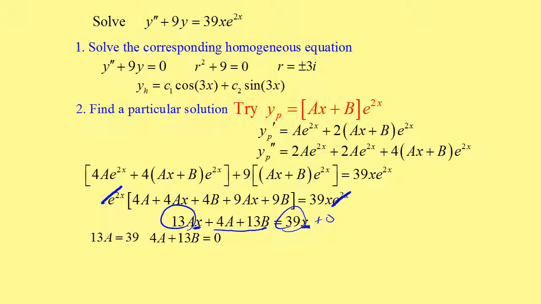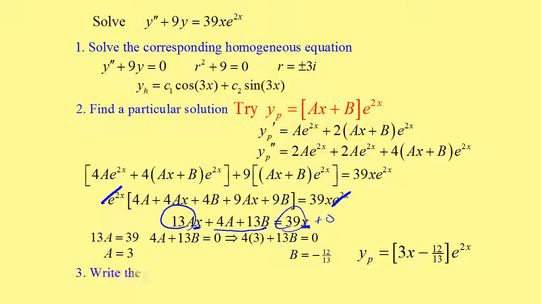Now we need to solve those two. The first one, 13a equals 39, suggests that a is equal to 3. We plug that into the second one, and we get b equals negative 12/13. So here's our particular solution, which we combine with number 1 to get our general solution.